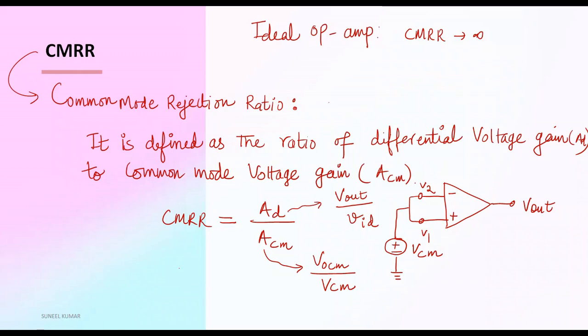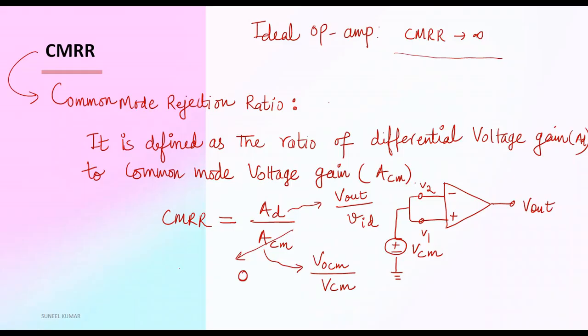It tells us the noise rejection capability of any operational amplifier. In the ideal condition, VOCM is 0, so ACM will be 0. If both of these terminals are common, the difference becomes 0, and if this becomes 0, the CMRR will become infinite. In an ideal op-amp, that's why the CMRR value is always infinite. So this is all about common mode rejection ratio.